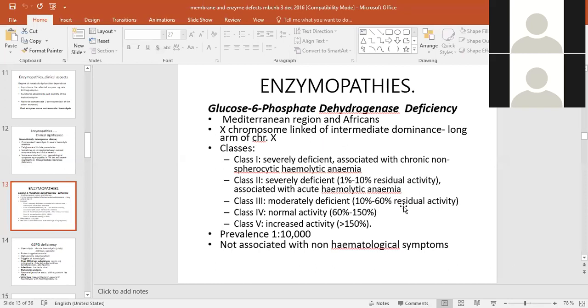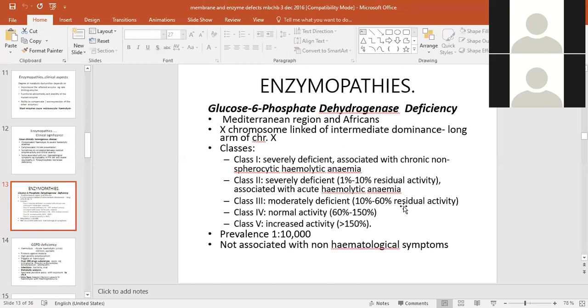For class 3, this is moderate deficiency of between 10 and 60%. So there is something, and you may expect some hemolysis, but as I did mention, you might find that this may require some predisposition for one to manifest. Class 4 and 5, ladies and gentlemen, are always where the headache lies. These are normal individuals. Class 5 even has an increased activity.